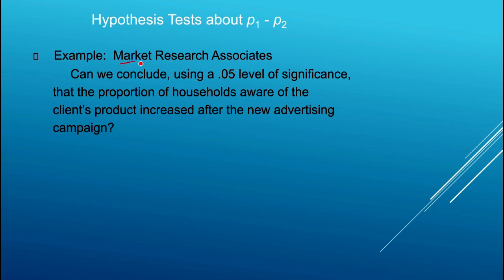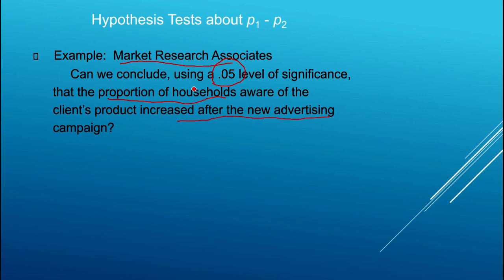We're going to pretend here that we work for a company called Market Research Associates. And we're going to do a hypothesis test at the 5% significance level. We're going to pretend that we've been hired by a firm in order to run an awareness campaign, a marketing campaign for this firm's products. And so we're going to go out and sample households before we run our ad campaign, and then again after we've run our ad campaign.